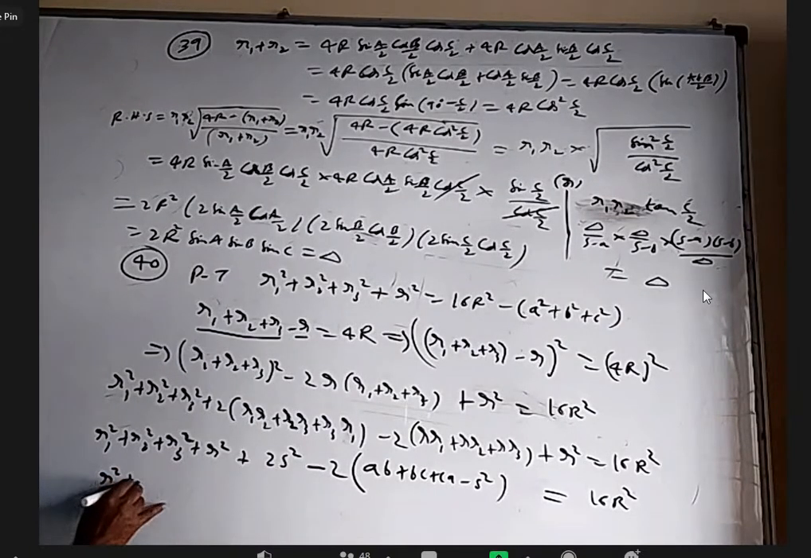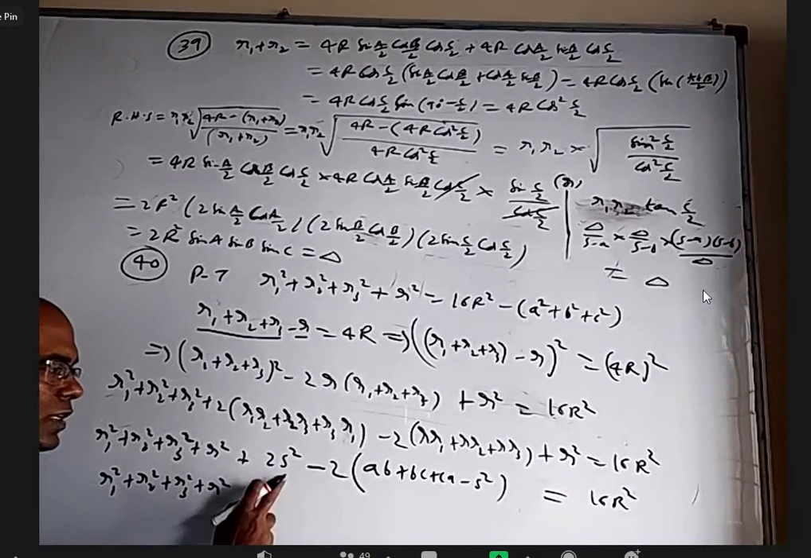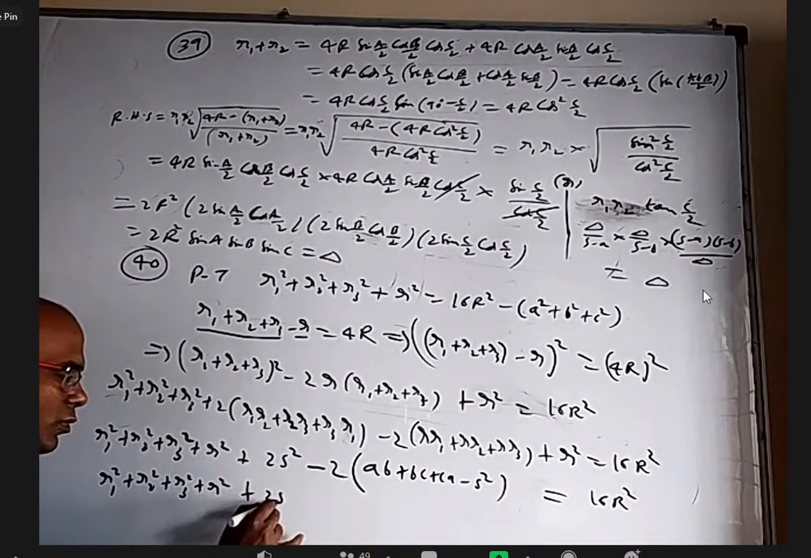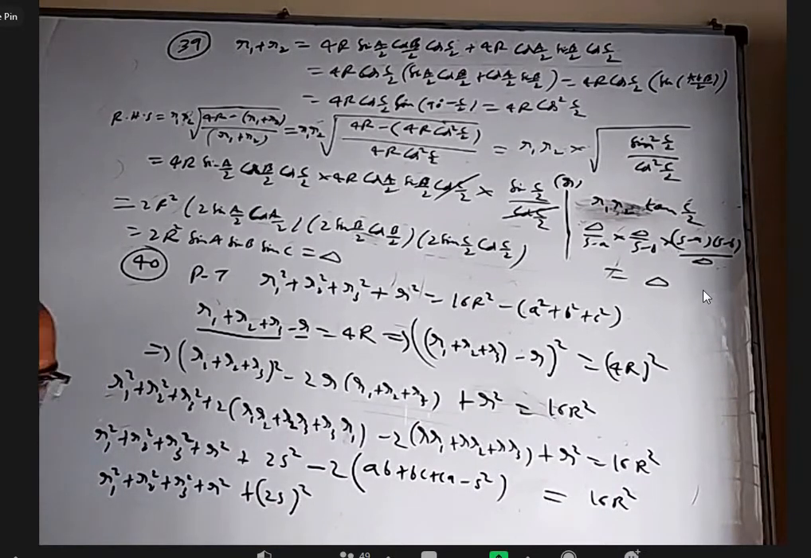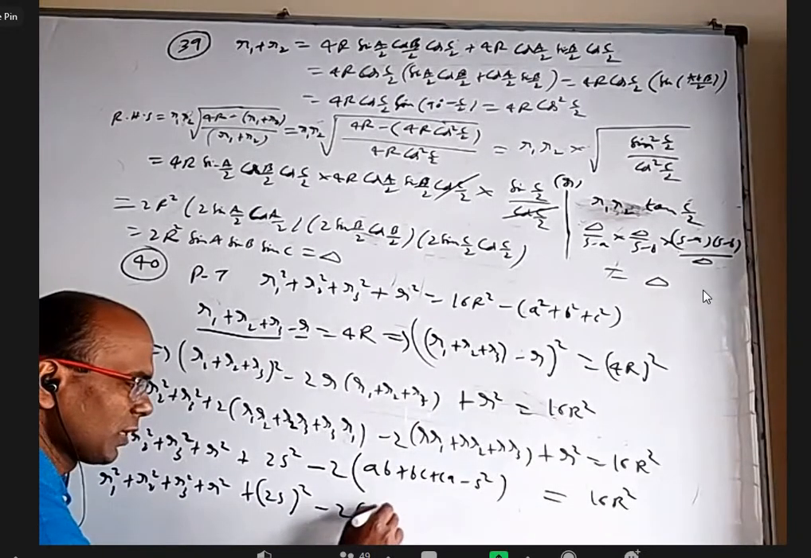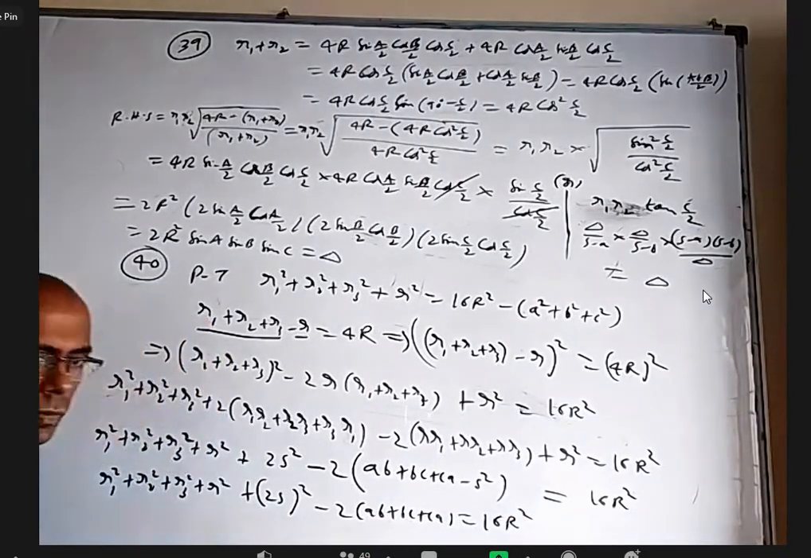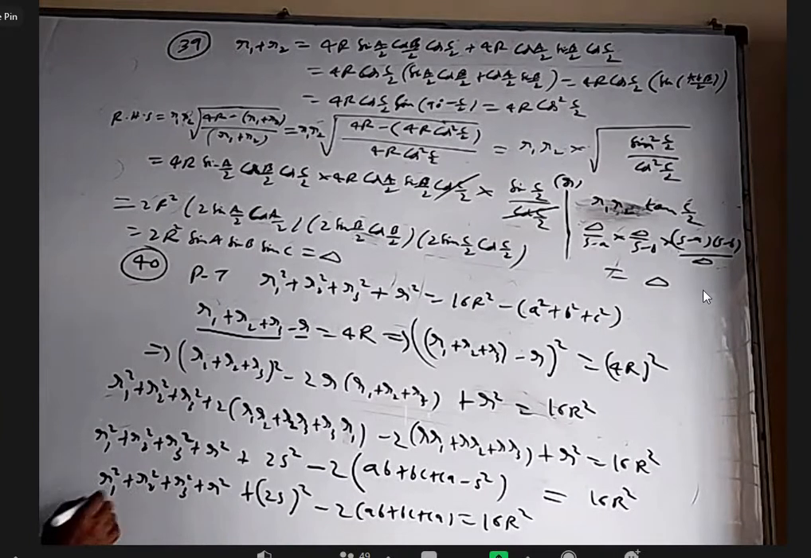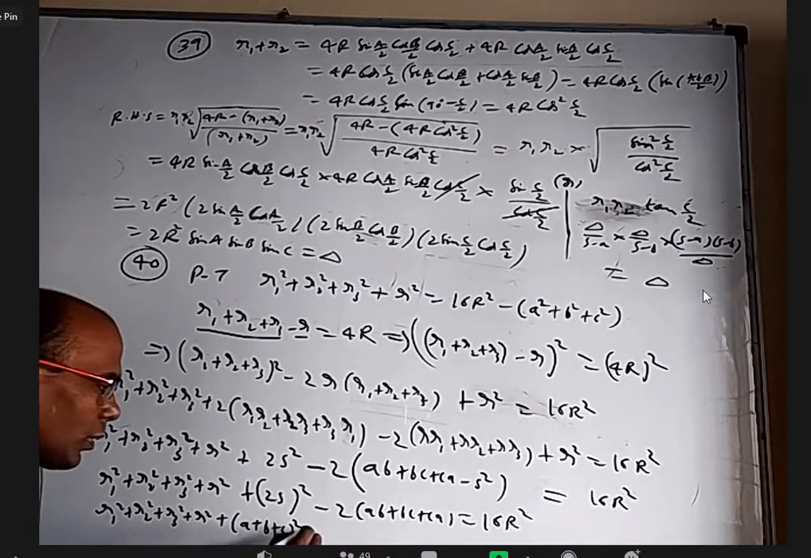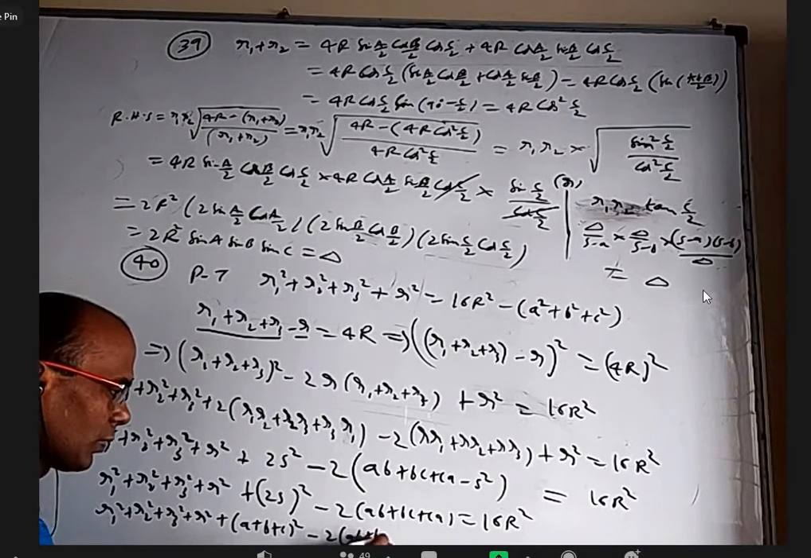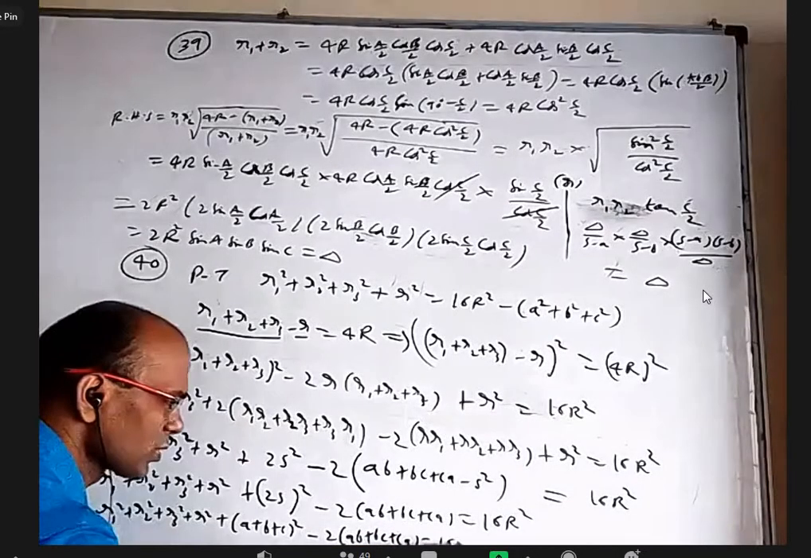Okay, now R1 square plus R2 square plus R3 square plus r square, plus 2S square and plus 2S square, 4S square, which is 2S whole square, minus 2 times AB plus BC plus CA equal to 16 r square. And 2S is A plus B plus C. So R1 square plus R2 square plus R3 square plus r square plus A plus B plus C whole square, minus 2 into AB plus BC plus CA equal to 16 r square.